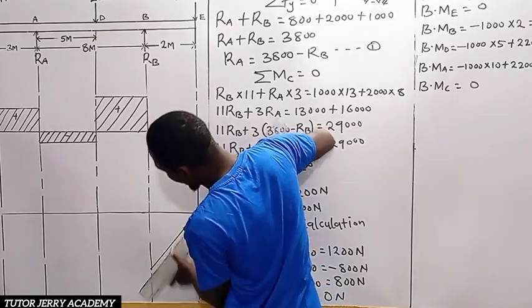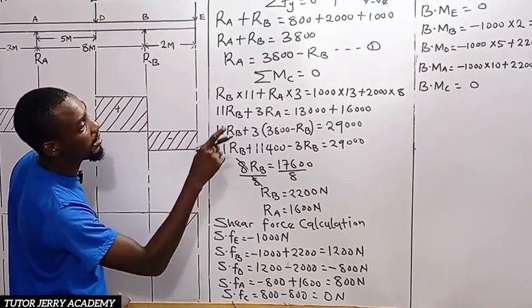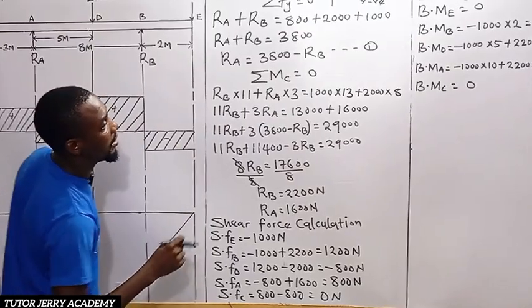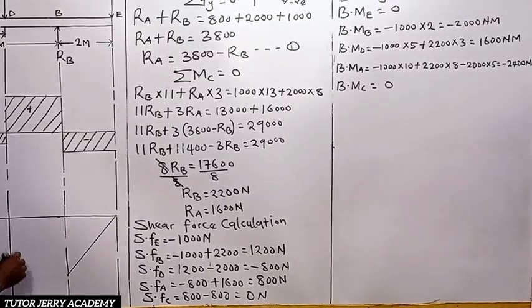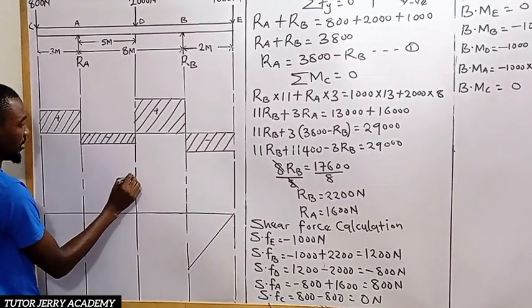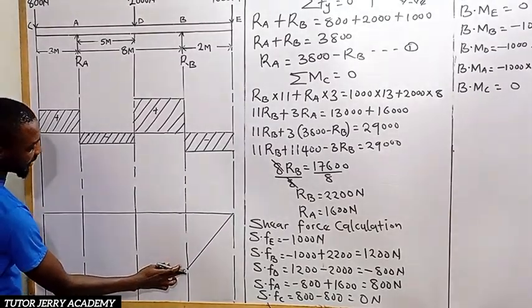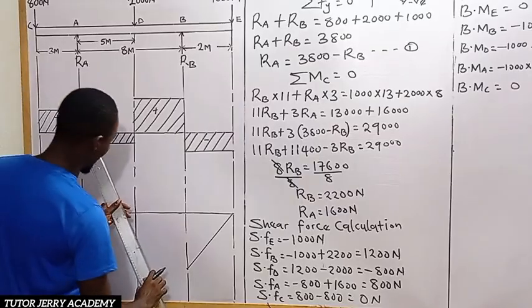All right, so the bending moment at point D is 1600. So let's take this point to be our 1600. All right, so we are going to be using an inclined line to join this point with this point as well.